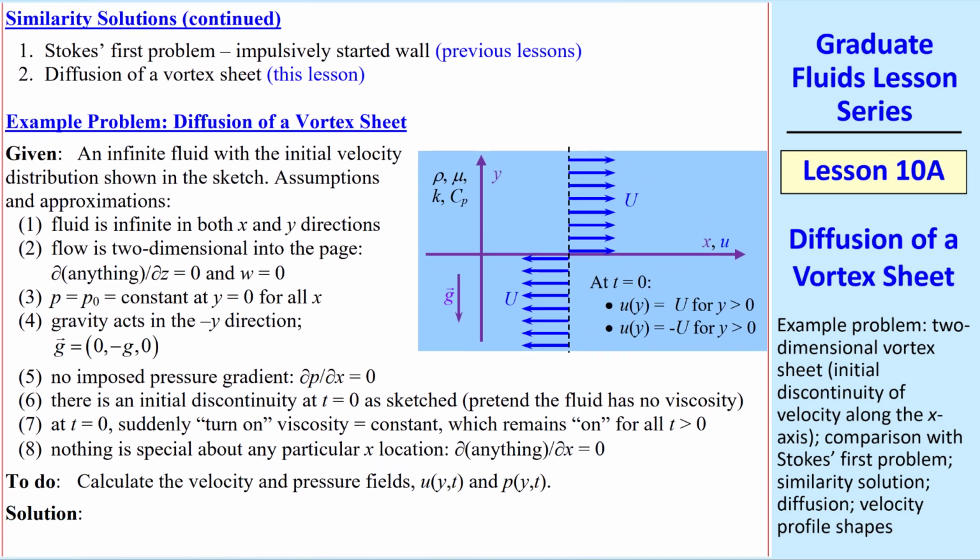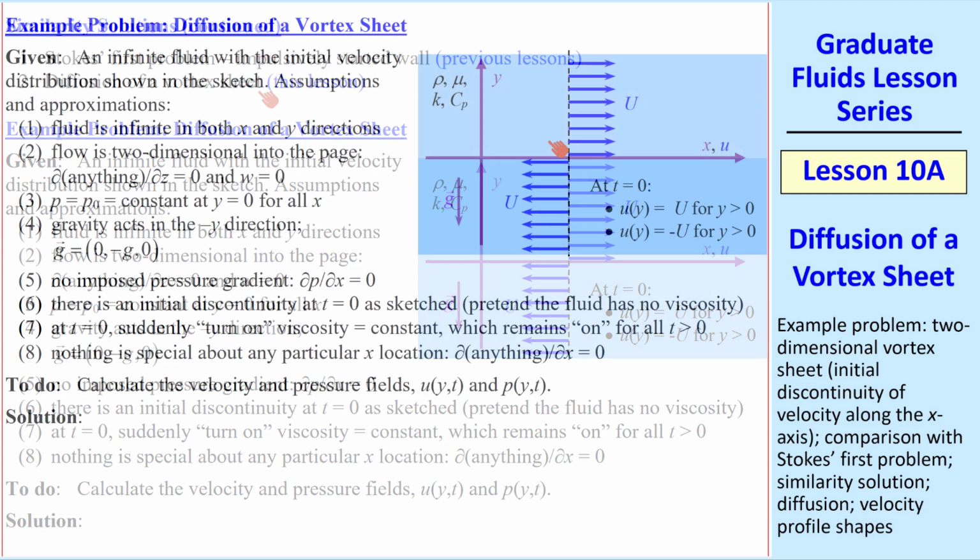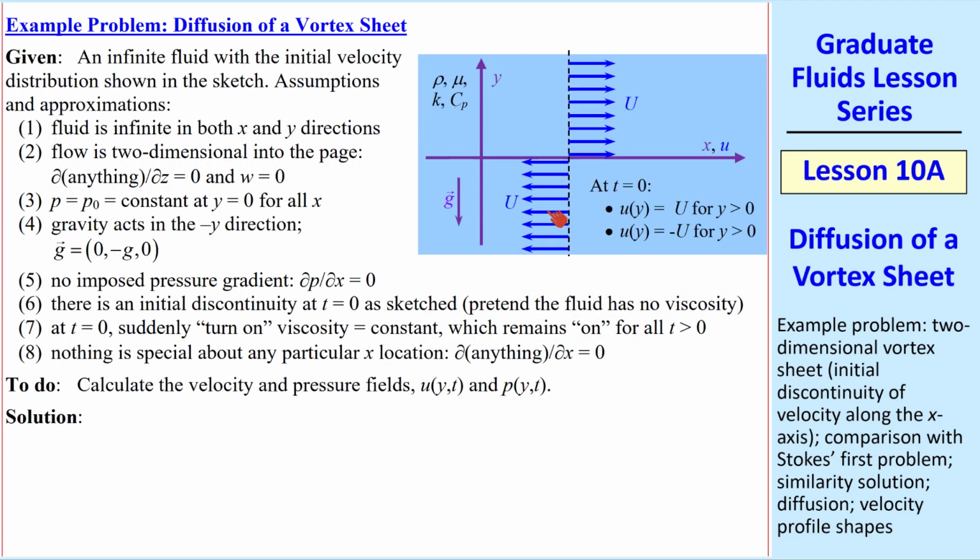As a quick review of similarity solutions, in a previous lesson we solved Stokes' first problem, an impulsively started wall. The second similarity problem will be diffusion of a vortex sheet. Here's the setup. We have an infinite flow field in all directions. Above the x-axis, the flow is at capital U to the right, and below the x-axis, it's in the opposite direction. Gravity acts in the minus y direction.